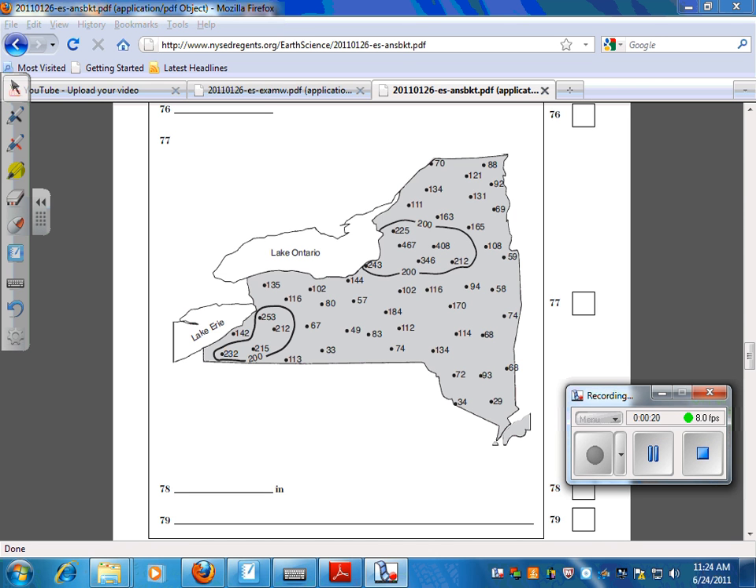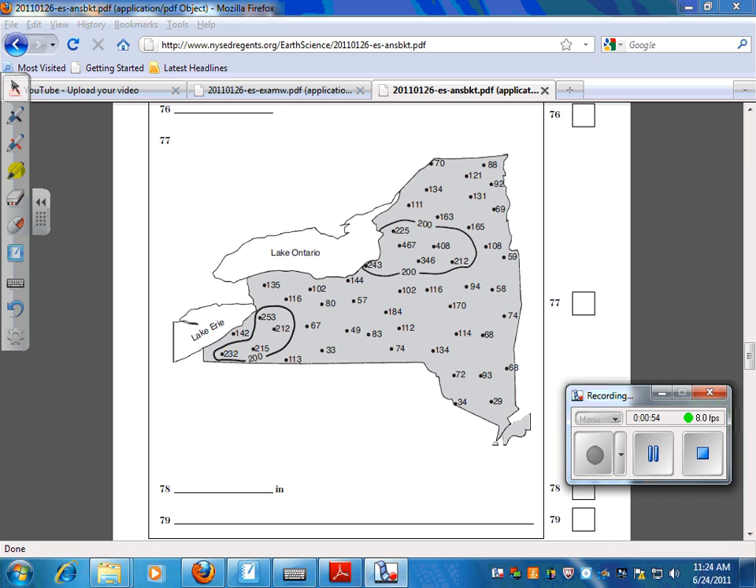In this case, this is a map of New York State with annual snowfall data, so the amount of snow received by various portions of the state throughout an entire year. Notice we have Lake Ontario and Lake Erie to the west of New York State, and just to the east of those two lakes we have the major snow belts of New York State, the areas that receive the greatest amount of lake effect snow, areas that receive over 200 inches of snowfall for the year.